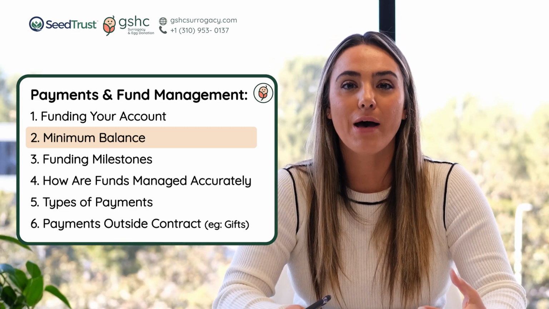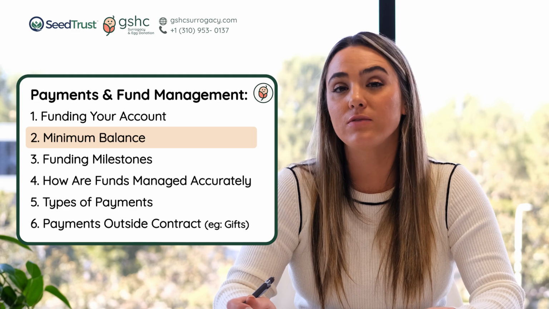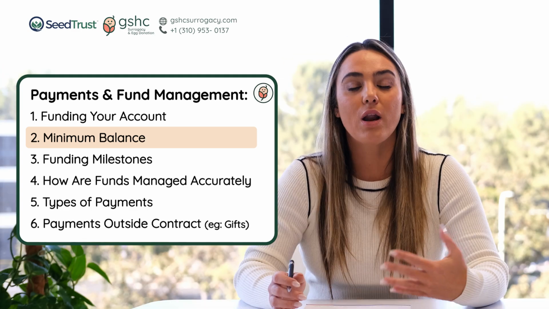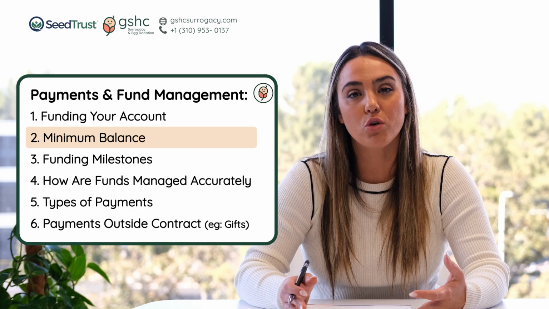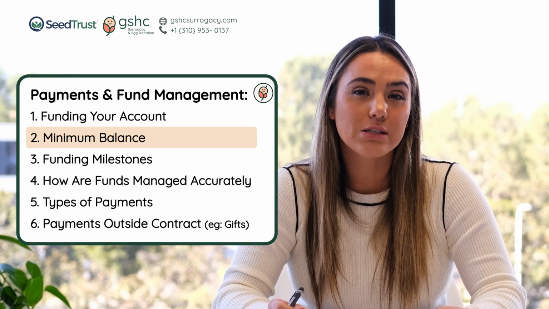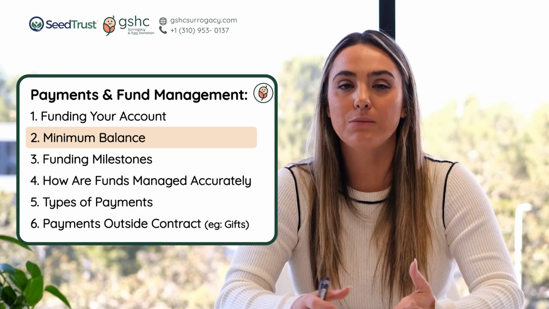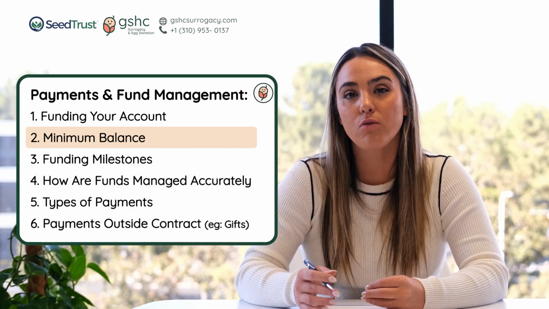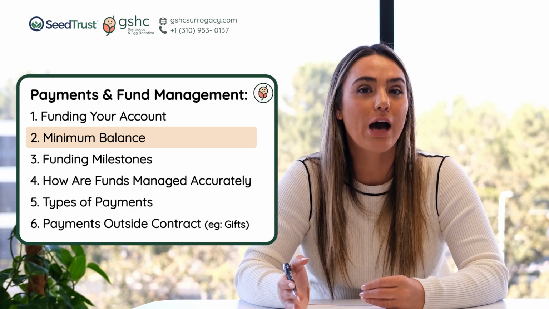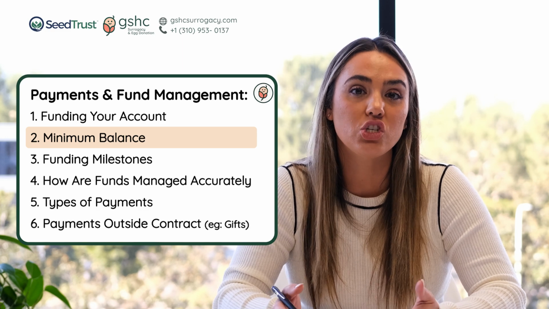Traditionally, we see about anywhere from $10,000 to $15,000 as a minimum balance. Whatever the contract states, our team will input this within your portal. If your account gets near this amount or maybe dips under this amount, you, the intended parents, will receive automated notifications every 72 hours alerting you to replenish the escrow account.